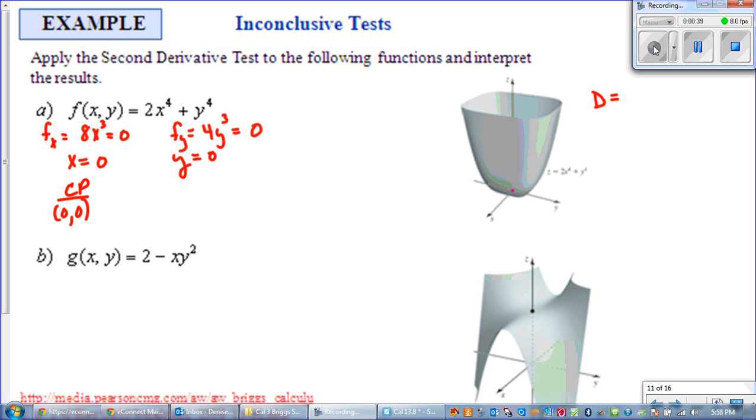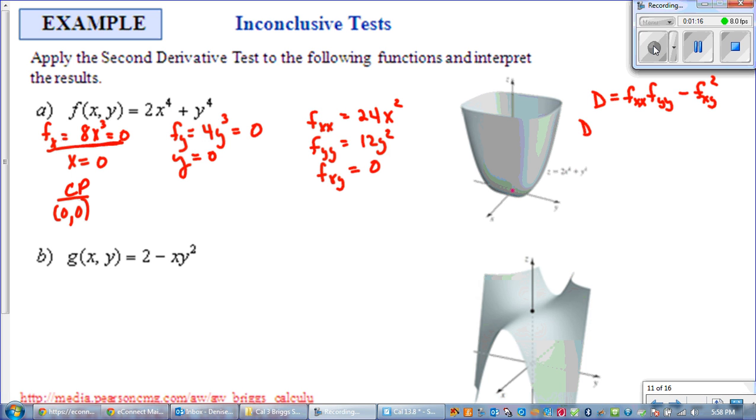Remember, the discriminant is the second partial with respect to x times the second partial with respect to y minus the partial with respect to x and then y, squared. So the second partial with respect to x is the derivative of the first partial with respect to x, which will be 24x squared. The second partial with respect to y will be 12y squared, and the partial with respect to xy will be the partial of this one with respect to y, which will be 0. So the discriminant will be 24x squared times 12y squared minus 0.